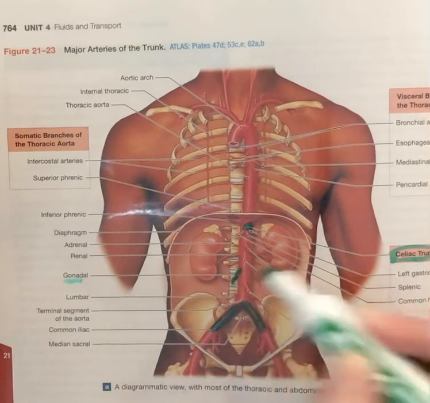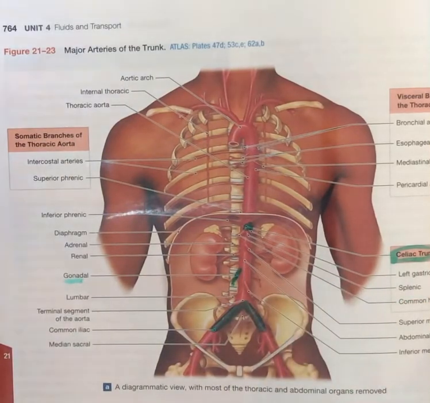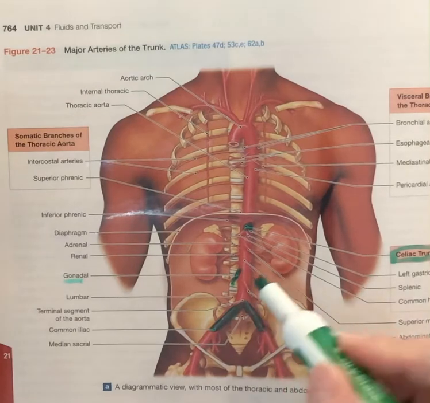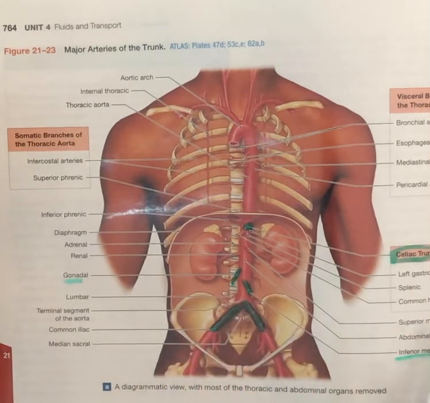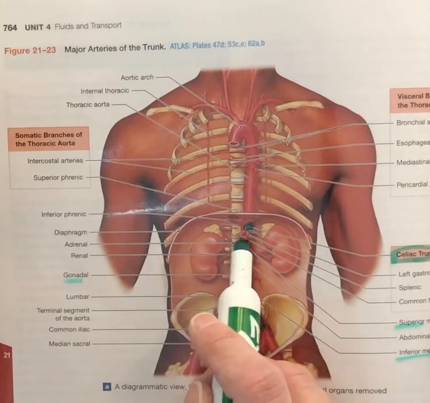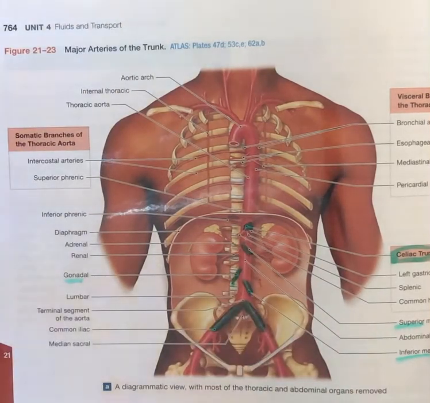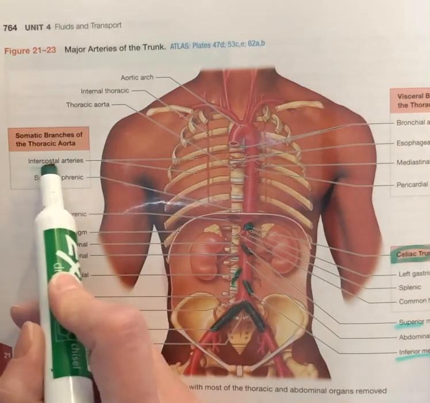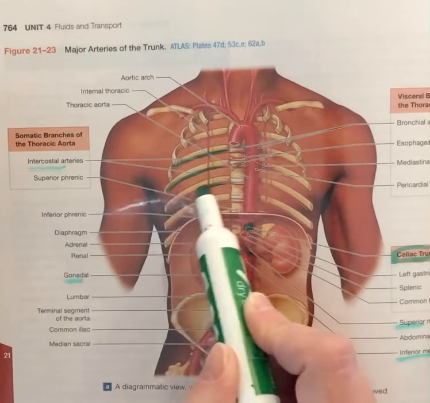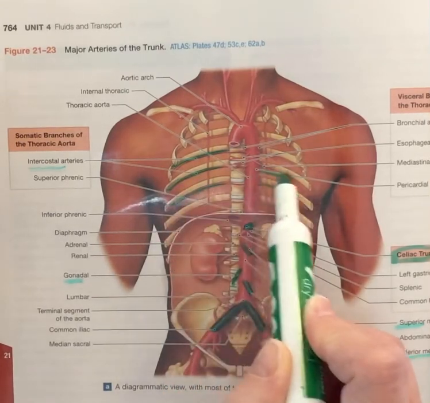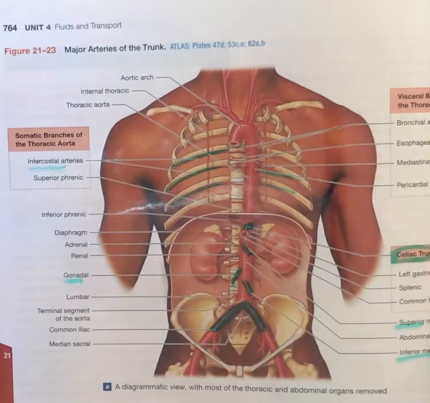Some other branches coming off of the aorta, we have the gonadal, which is this little guy right here. We also have the inferior and superior mesenteric. So there's inferior right here, inferior mesenteric, and superior mesenteric right here. We can also see some of the intercostal arteries. We saw that in the prior picture, but now we can see them in this view. These really nice thin blood vessels that are associated with the ribs.